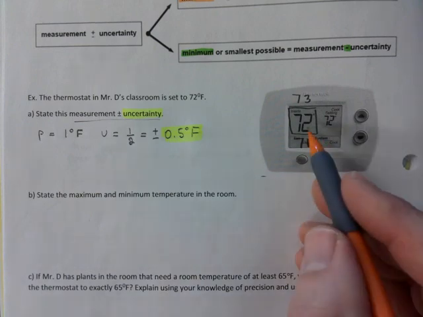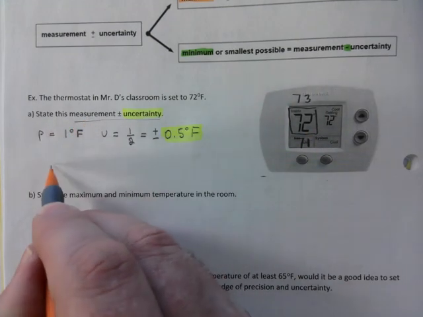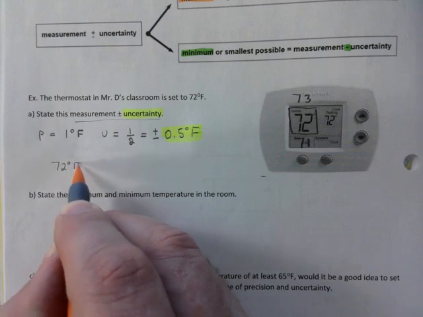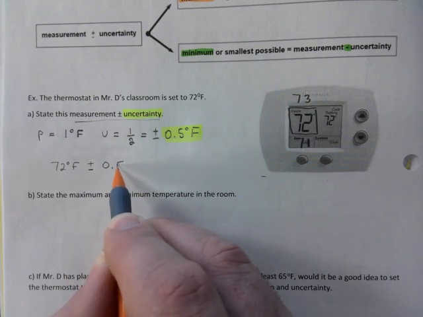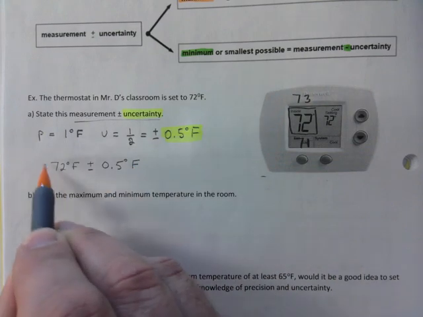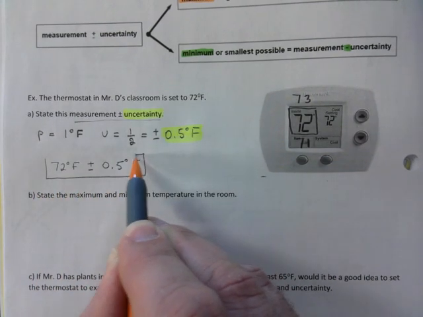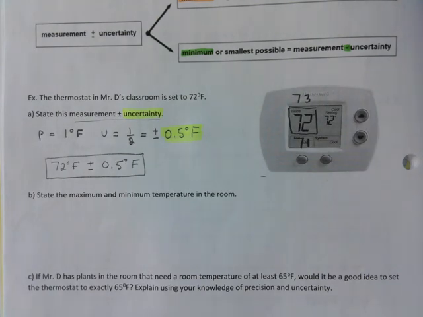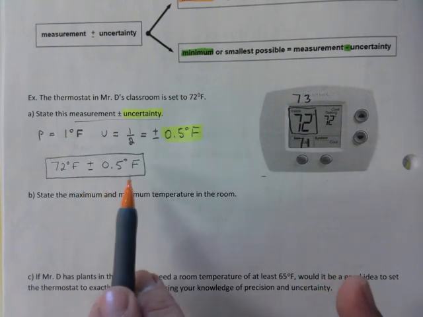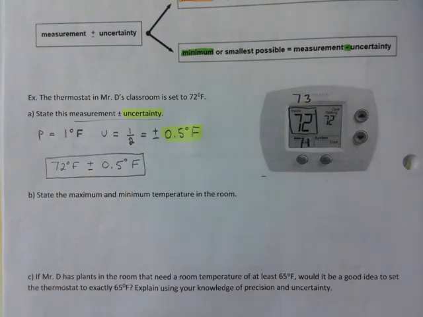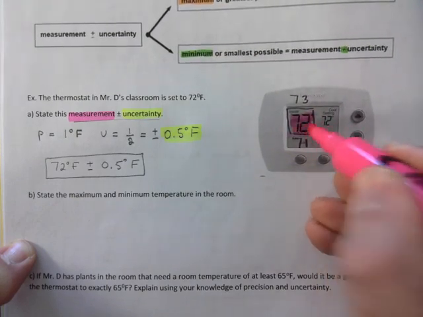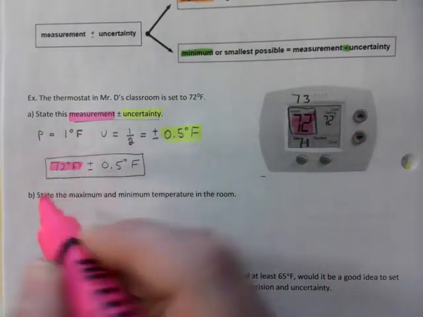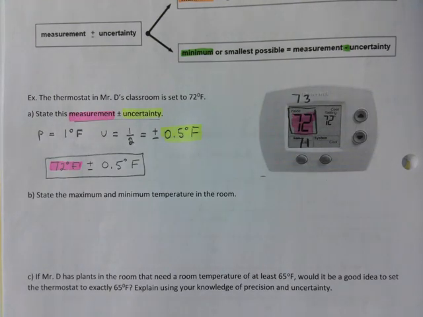Got it? So now we go back to this and say the measurement is 72 degrees Fahrenheit plus or minus 0.5 degrees Fahrenheit. This is what the question is asking. In fact, in this unit, every time you try to measure something, you're going to tack on plus or minus. That's just standard in this unit. That's what we do. So the measurement itself, we got it from right here. That's what the device reads.